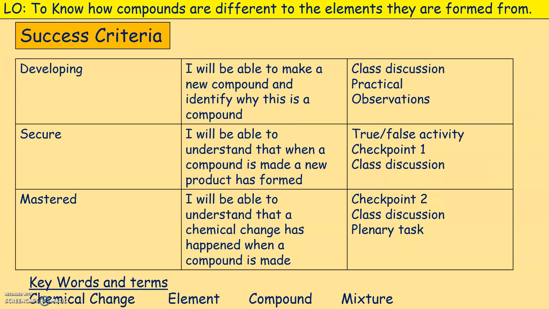All right, let's move on. Now, this is our success criteria today. Hopefully, we'll be able to develop our knowledge. We should be able to make a new compound virtually and identify why this is a compound. Obviously, if you're in school and there was no restriction, we should be able to do a practical, but this is virtual learning and this is a chance for you to make some observations and make some notes. Hopefully, we should also be able to secure our knowledge and understand that when a compound is made, new products are formed. This is something you need to get into your head as well. And hopefully at the end, we should be able to master this knowledge as well.